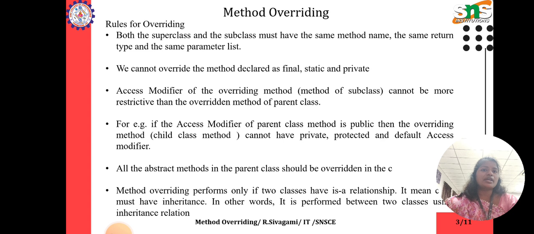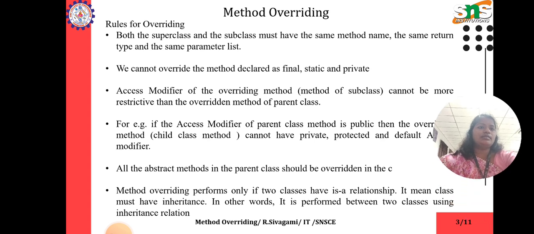All the abstract methods in the parent class should be overridden in the child class. Method overriding is performed only if two classes have an is-a relationship. It means the classes must have inheritance. In other words, it is performed between two classes using an inheritance relation.